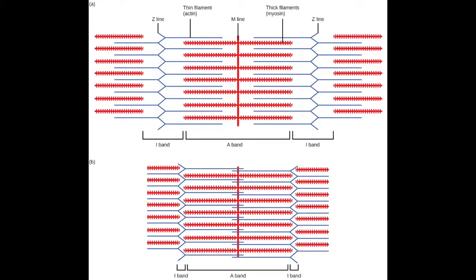Time to introduce the sliding filament theory. The sliding filament theory is the idea that the myosin heads on the thick filament tug on both sides of the thin filament that surround it. This shrinks the area between the thin filaments, called the H-zone, making the filaments slide past each other.